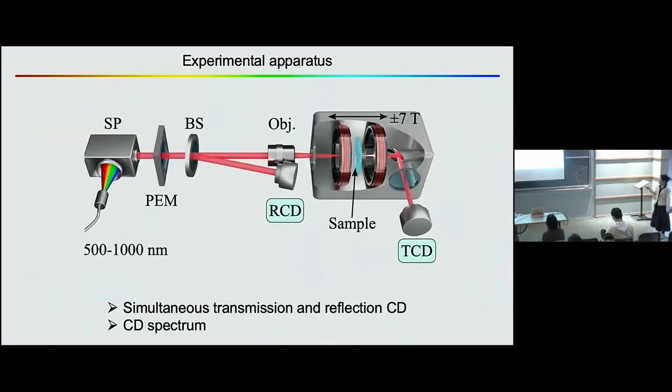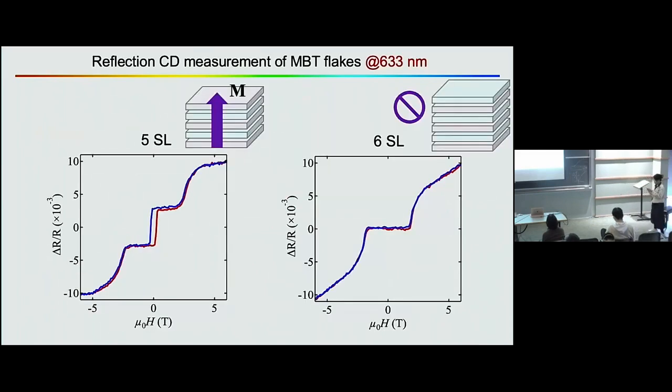That motivated us to make this apparatus for our use. In this setup, we can measure photon energy dependence, and we can also simultaneously measure reflection and transmission with a magnetic field. Now let me show you why photon energy is important.